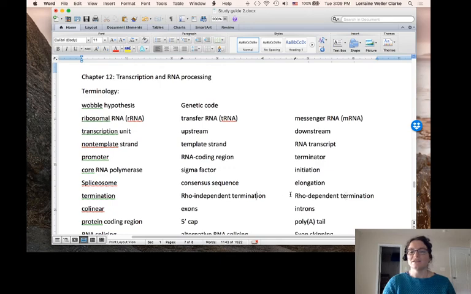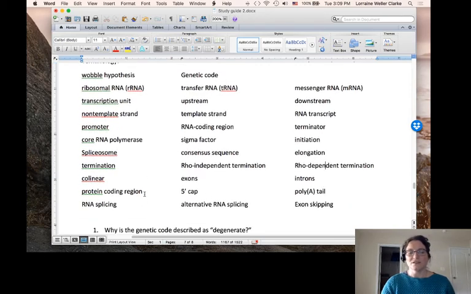The termination patterns. Okay, be able to identify what's happening in each one of these. The Rho dependent versus independent. Remember, Rho is a protein that signals termination versus independent being a shape. It induces this cloverleaf. Exons, introns, protein coding read-in, 5-cap, poly-A tail, RNA splicing, alternative RNA splicing, exon skipping. We've covered all of that.